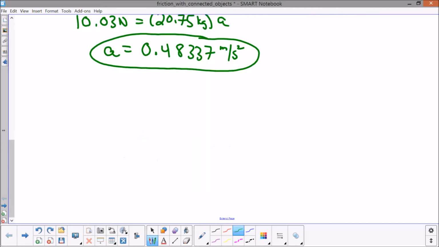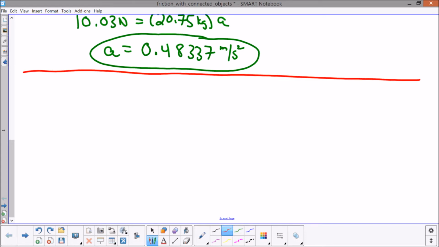And then just like in other connected object problems, once you have the acceleration, if you want to find one of the internal forces, so here that would be the tension in the rope connecting the two objects, you have to look at one or the other of the boxes. It doesn't matter which one. So the one that I'm going to choose to look at is the 18.2 kilogram box.